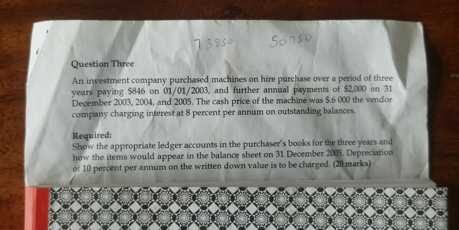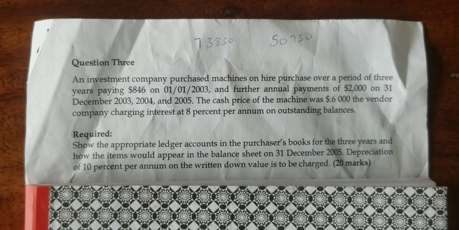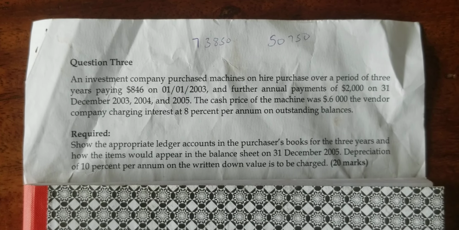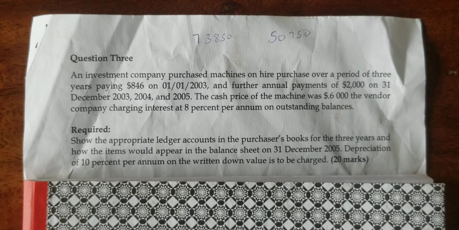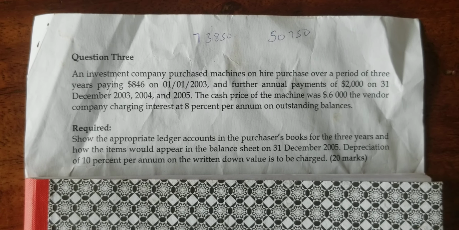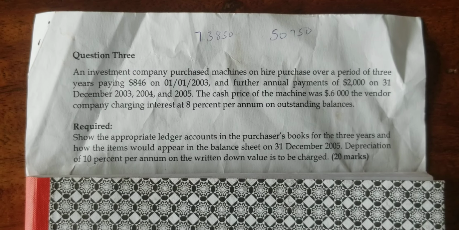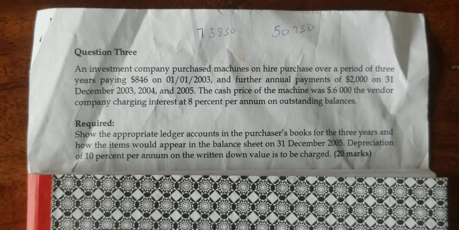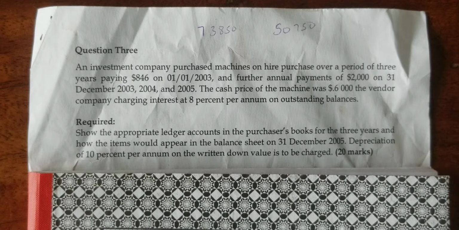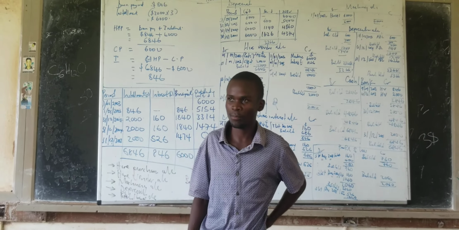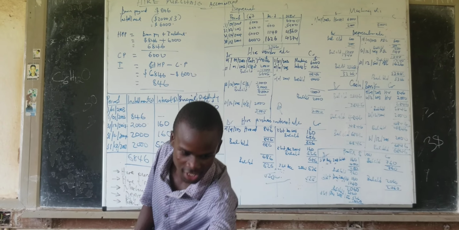We are required to show the appropriate ledger accounts, the purchases books for the 3 years, and how the items will appear in the balance sheet on 31st December 2005. Depreciation of 10% per annum on the written down value is to be charged. I hope you saw the question.